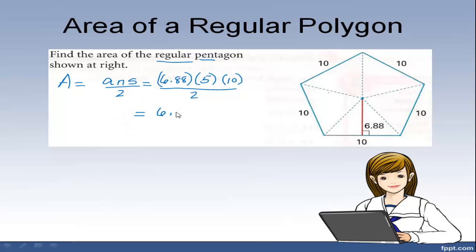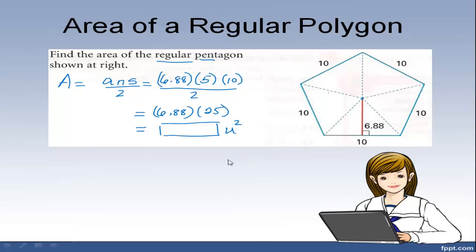This would be 6.88 times 25, because 50 divided by 2 is 25. And then you can get your calculator. I don't have one on me right now, but just plug in these numbers and you'll get your area. Okay, and notice there's no units here. So when there are no units, we write units squared.